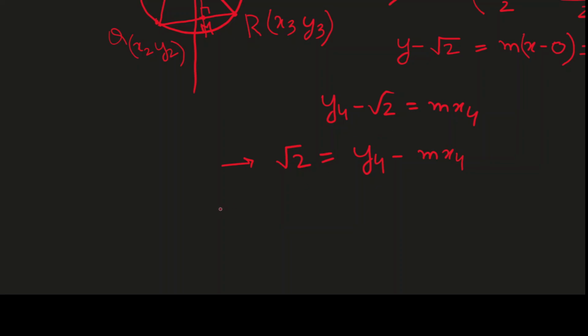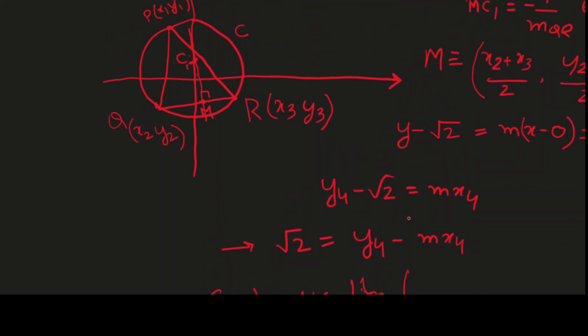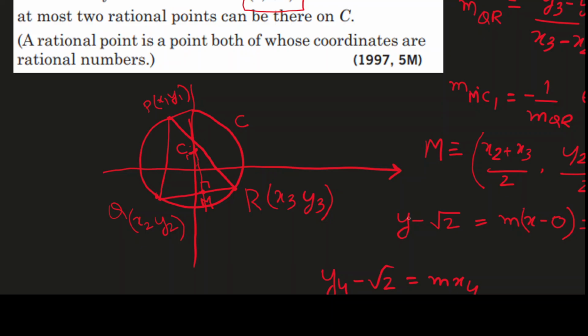So we have a contradiction. So our initial assumption that we have 3 rational points on this circle is false, because if we have 3 points, then we have a triangle. If we have a triangle, this circle is the circumcircle of the triangle, and the circumcenter of the triangle has an irrational coordinate, which cannot happen if all 3 points of the triangle are rational points. So this is the proof, and this proves that the circle has at most 2 rational points.